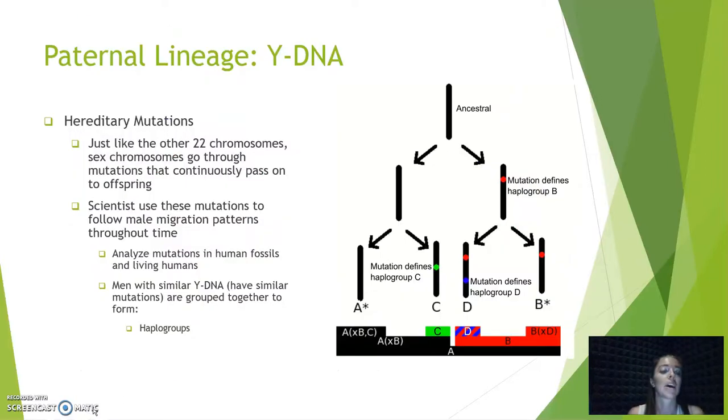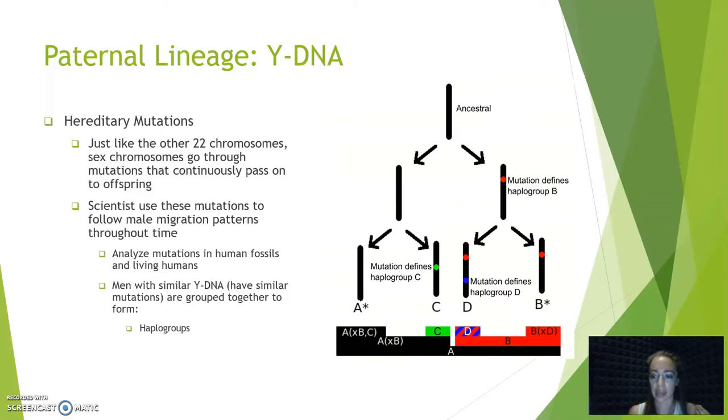As we discussed in the first presentation, these mutations for maternal and paternal lineage will all be hereditary mutations. For Y DNA, these mutations are on the Y chromosome, on the sex chromosome, the 23rd chromosome pair. Scientists use these mutations on the Y chromosome to follow male migration patterns throughout time. They've done this through analyzing human fossils as well as analyzing the humans today.